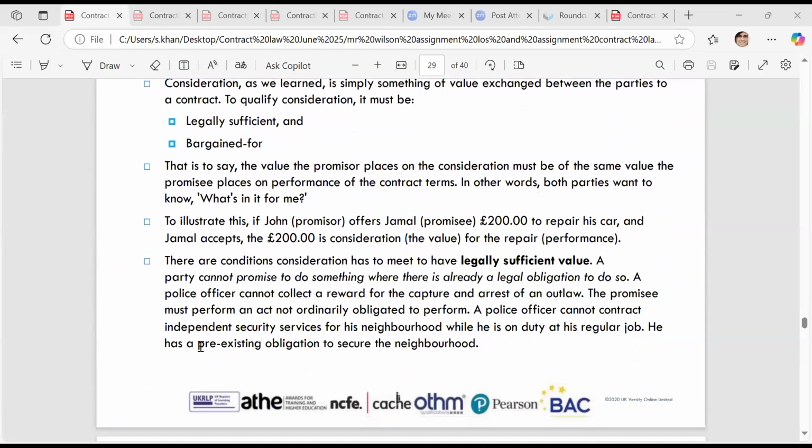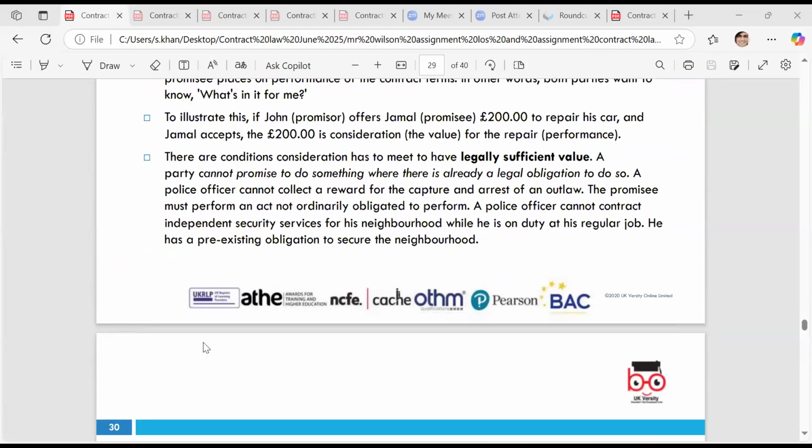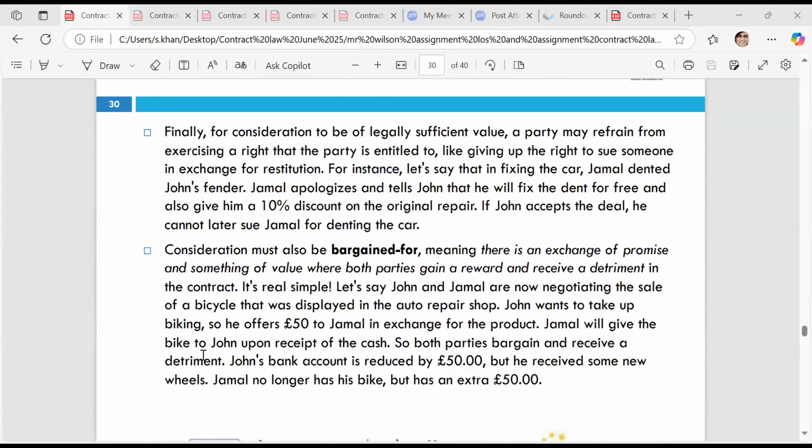Okay, yes. So consideration is really important in the elements of trying to identify a legally binding contract. For consideration to be legally sufficient value, a party can refrain from exercising a right that the party is entitled to. And consideration, as we said, can also be bargained for, which actually means that it's given in exchange for something else.